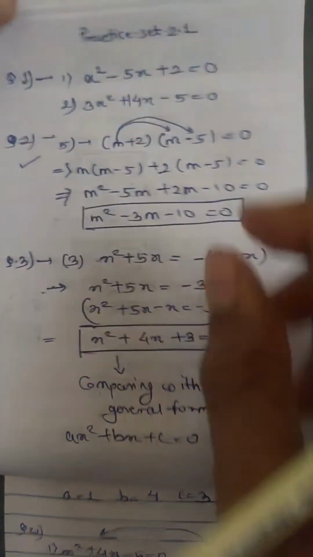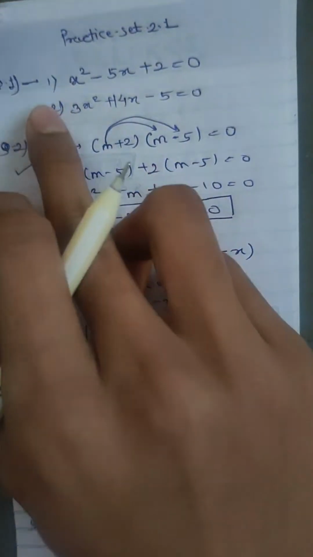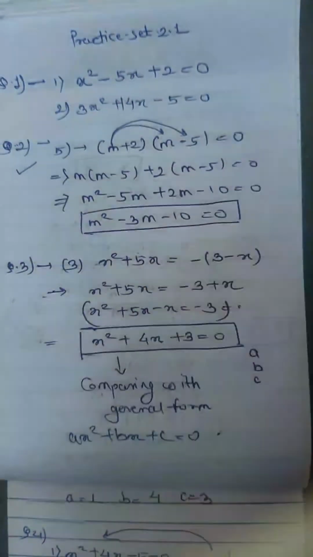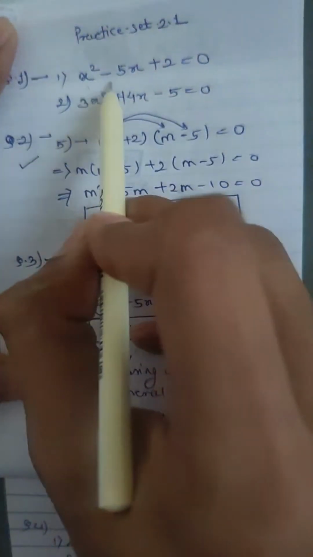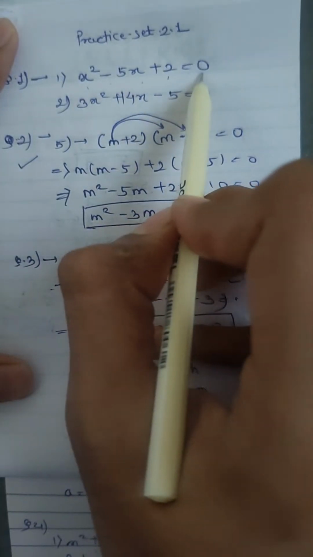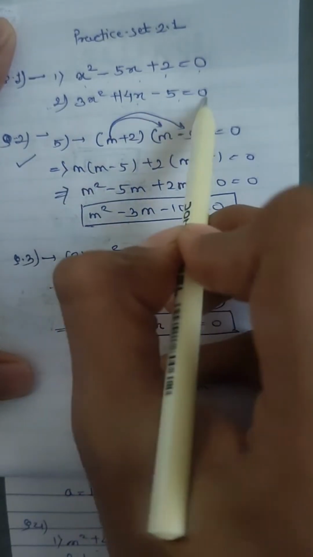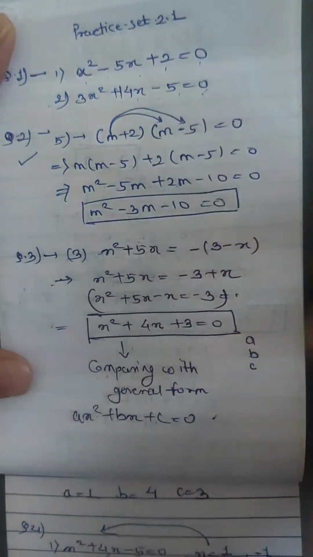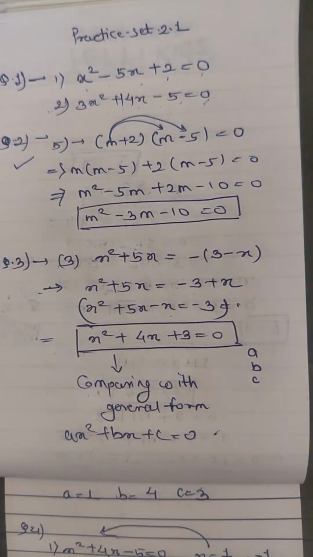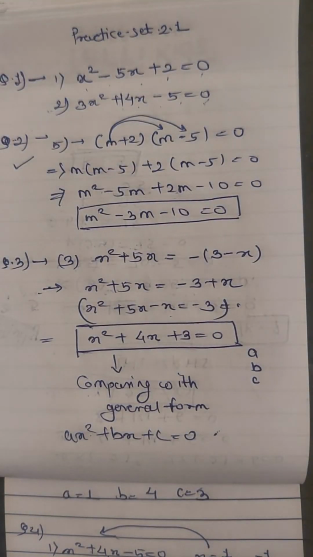So we will see that in practice set 2.1 question number 1 is given, that is write any two quadratic equations. So x square minus 5x plus 2 equal to 0, this is one quadratic equation, and second is 3x square plus 14x minus 5 equal to 0. This is again the second quadratic equation. Next is question number 2, that is decide which of the following are quadratic equations.